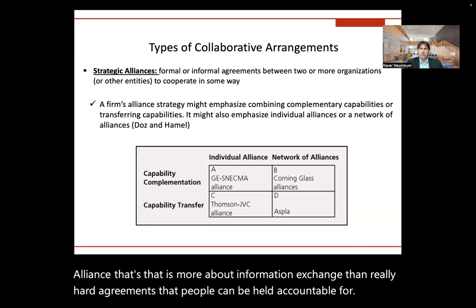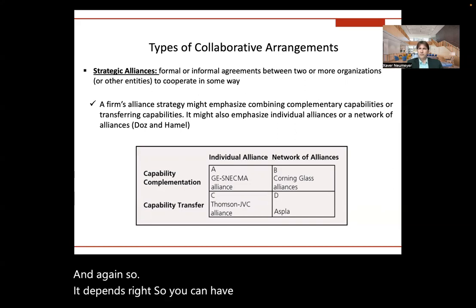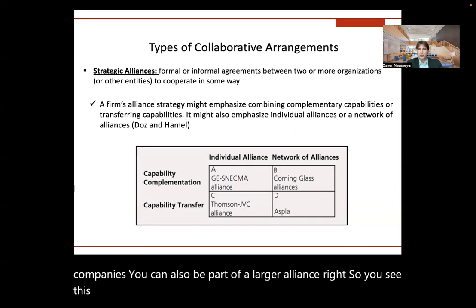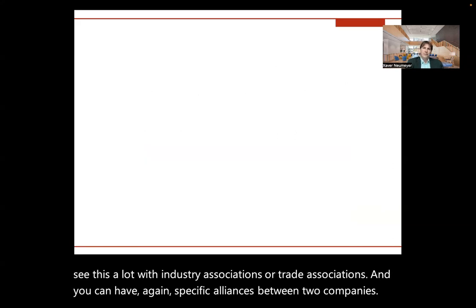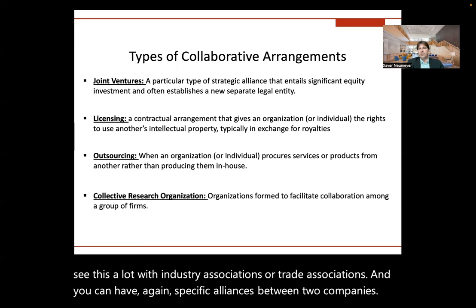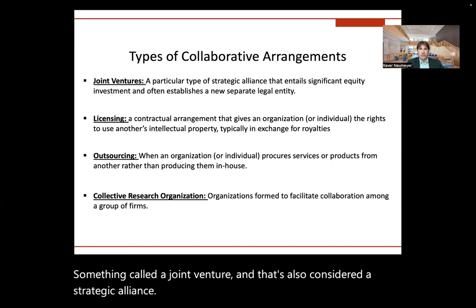And again, it depends, right? So you can have bilateral alliances with different companies. You can also be part of a larger alliance, right? So you see this a lot with industry associations or trade associations. And you can have, again, specific alliances between two companies. Something called a joint venture, and that's also considered a strategic alliance, but there's equity exchange, right?